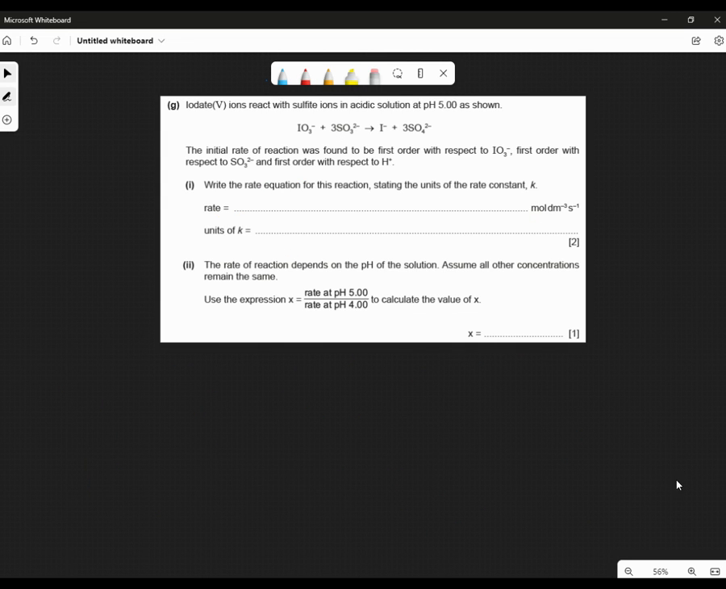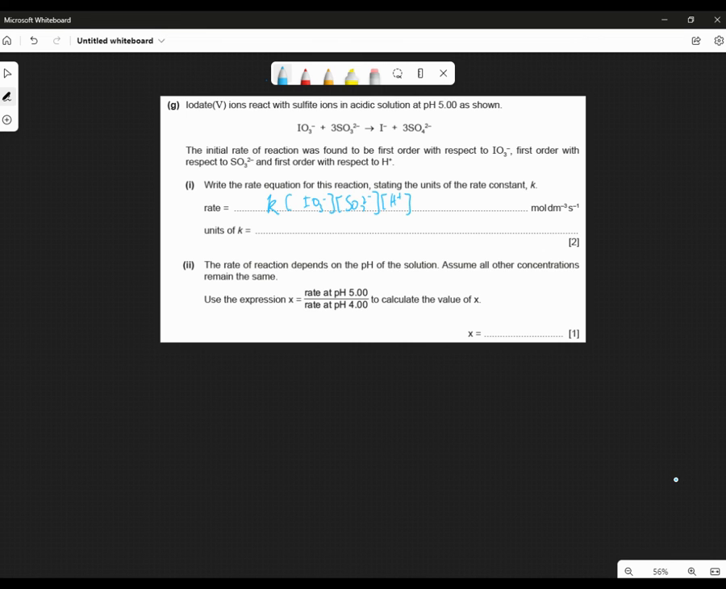Iodate ions react with sulfite ions in acidic solution. As shown, the initial rate was found to be first order, and first order. Therefore, what's the rate? Well, the rate is equal to some sort of rate constant, k, times the iodate concentration, times the sulfite concentration, times the hydrogen ion concentration. So there you go. So that's the rate.